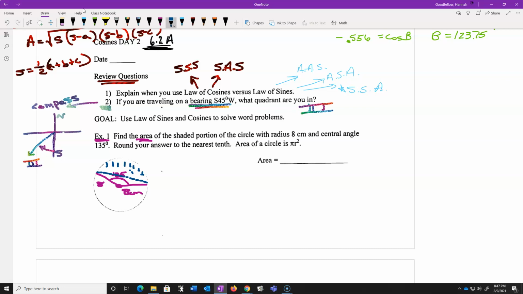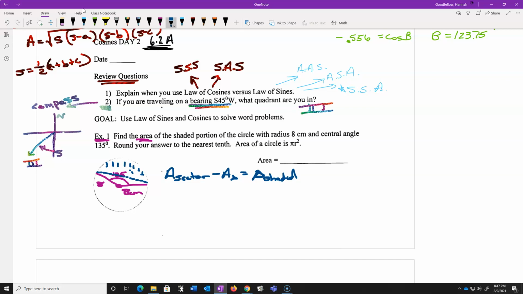If I wanted that shaded region right there, I would take the area of the sector and subtract the area of the triangle from it, and I would get the area of the shaded region listed right there. Now let's put this formula together.